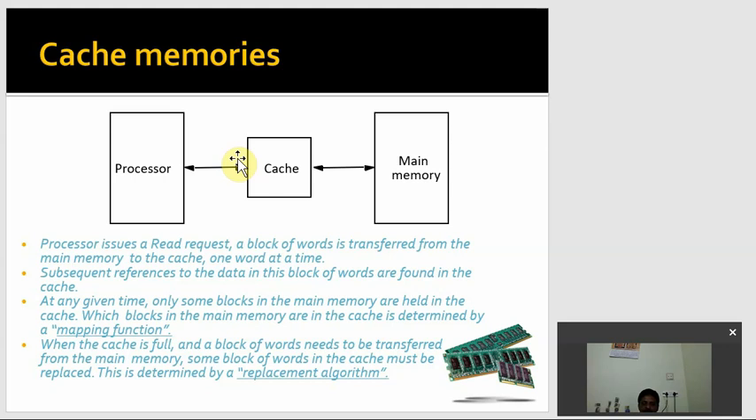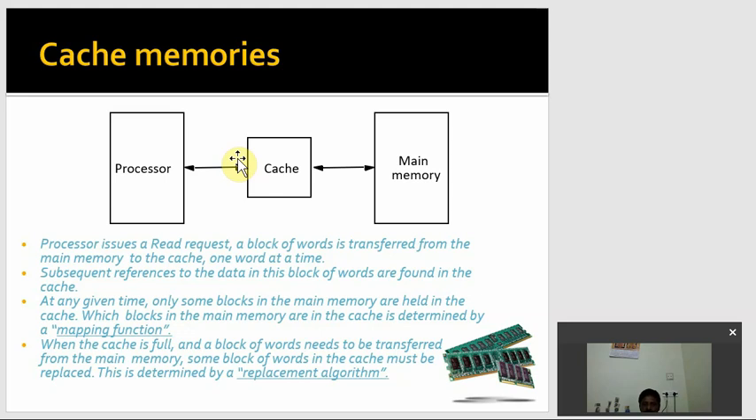At any given time, only some blocks in the main memory are held in the cache. Which blocks in the main memory are in the cache is determined by a mapping function.